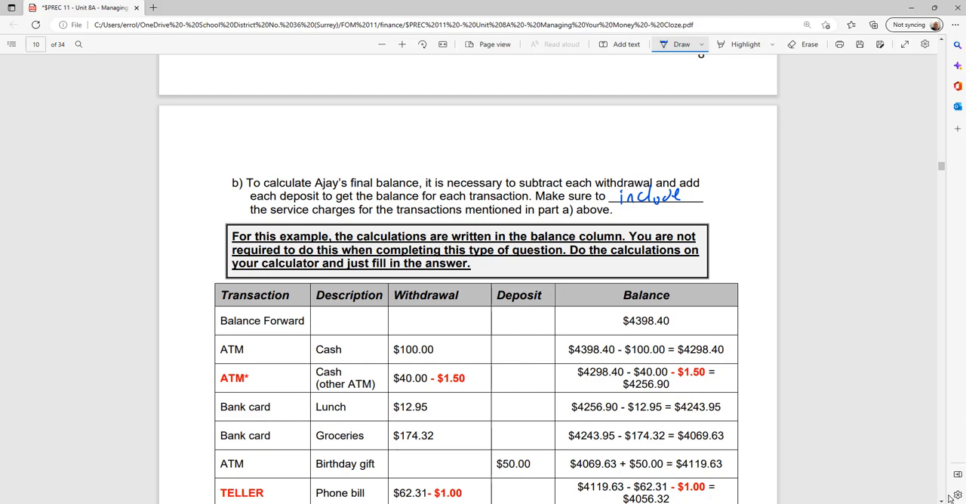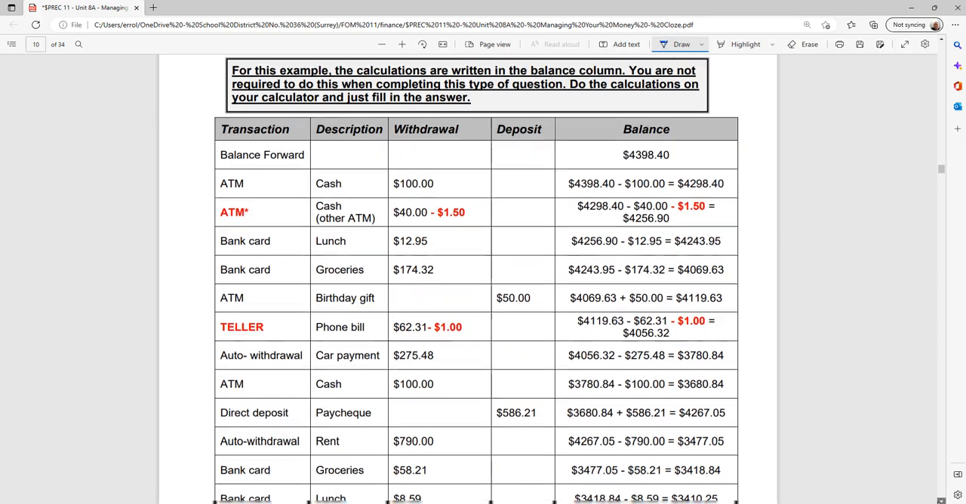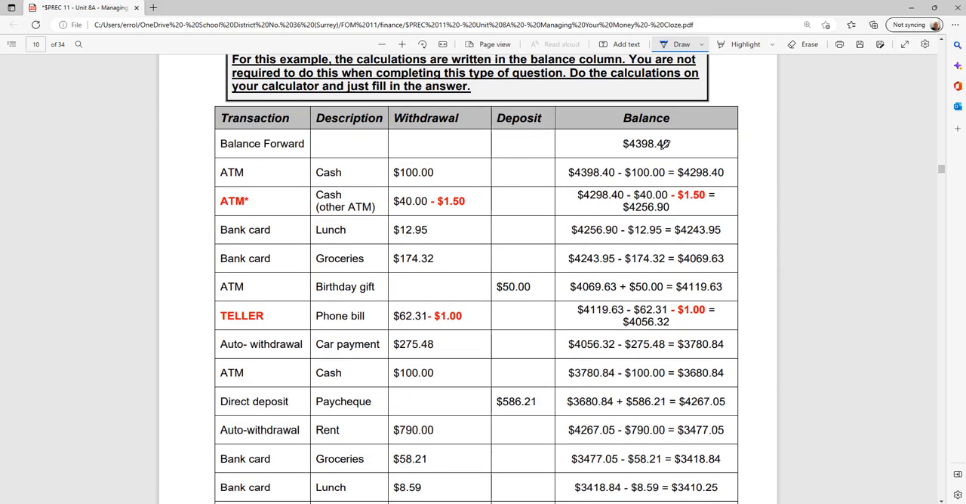So what we've done here is this is a fully completed example. So again, he started off with $4,398.40. We have a $100 withdrawal, so it's $4,298.40. And then he went and did another transaction, but this time from another bank, so it costs $1.50. And you can sort of see the $40 withdrawal plus the $1.50 fee became $4,256.90. Now he went to lunch, paid on his debit card $12.95, so we reduced his balance by $12.95.